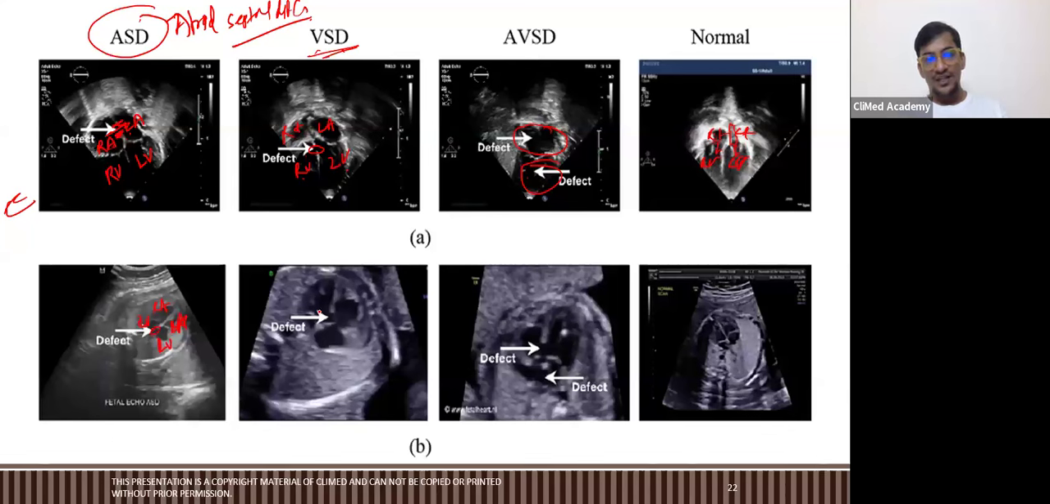Here again it is showing a defect between the upper chambers. Here it is showing a defect between the upper chambers and lower chambers. This is like an atrioventricular septal defect. Okay, this is the normal heart. So you can easily detect these things with the help of echo.